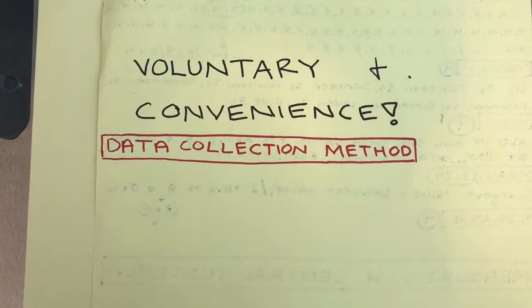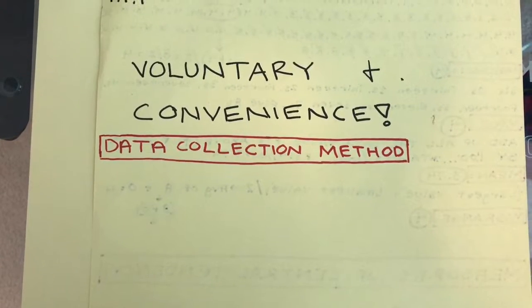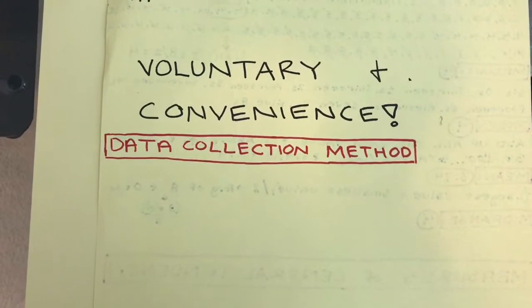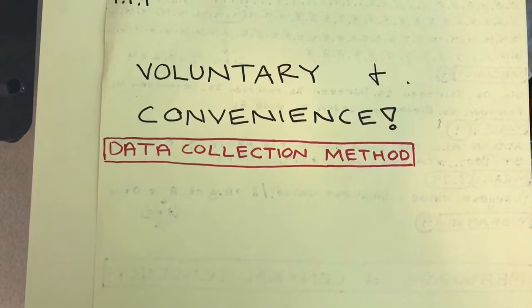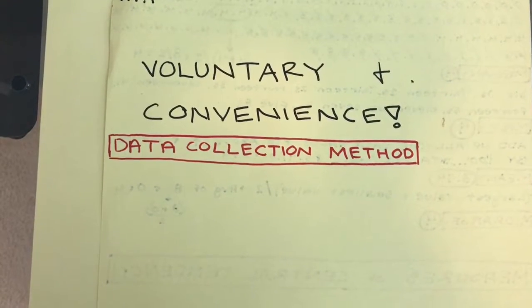For our data collection method, we sent out a survey using Google Forms to every single senior at Panther Creek High School that we knew until we received 100 responses from seniors. This is an example of voluntary and also convenience.